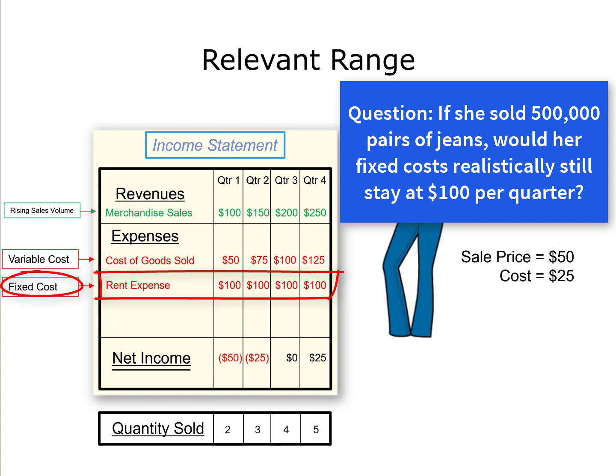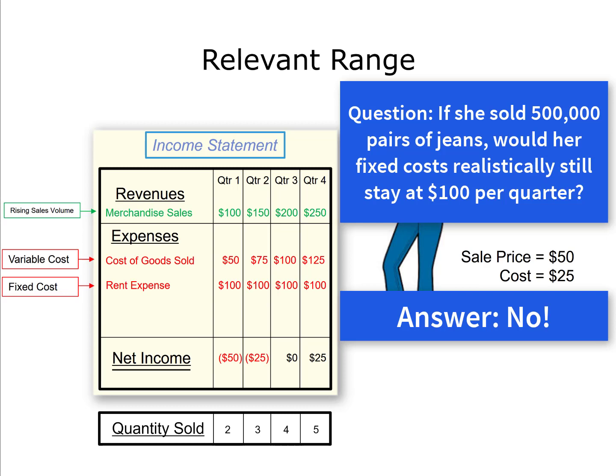But let's say her business grows exponentially and she is able to sell 500,000 pairs of jeans in a quarter. At that level of sales volume, she would have to move the business out of her parents' garage and rent a much bigger space. So even though rent is a fixed cost, it can differ from one relevant range of sales volume to another. So it's important for management to understand relevant ranges, which we'll explain more on the next slide.